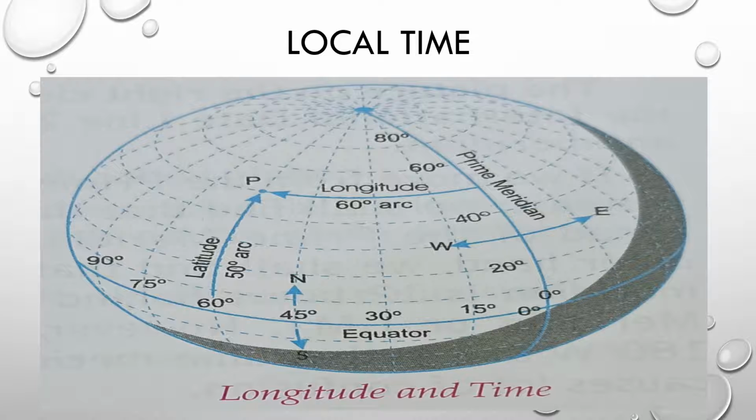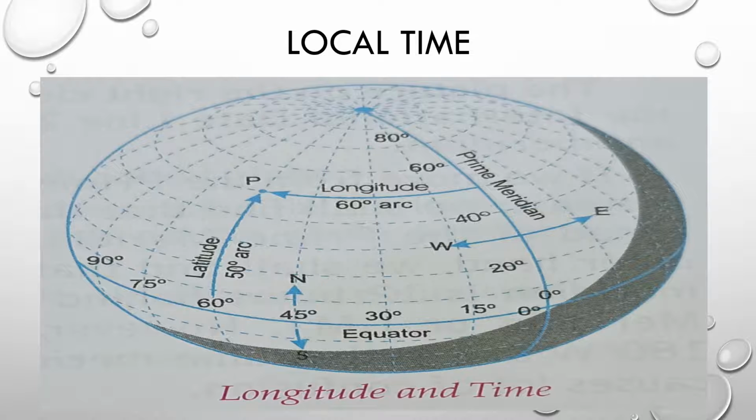Now students, that means the local time for the prime meridian, that is 0 degree longitude, is the same from North Pole to South Pole. So the places which lie on this prime meridian will have the same time from North Pole to South Pole. Now students, the local time is calculated by the shadow cast by the sun. That is the shortest at noon and longest at sunrise and sunset.